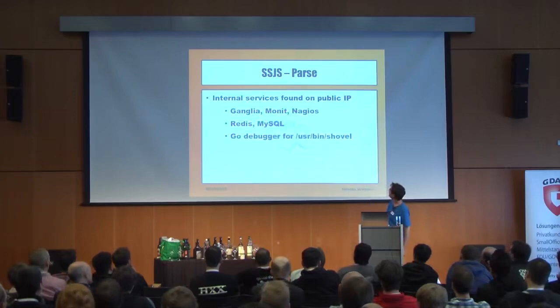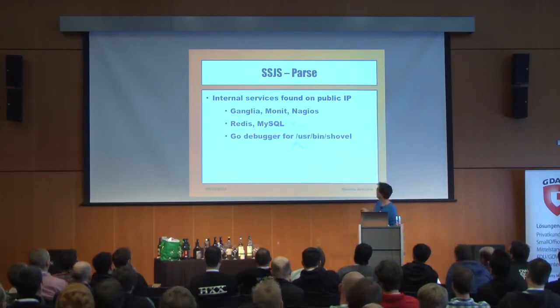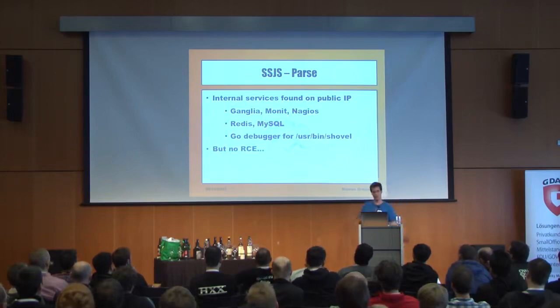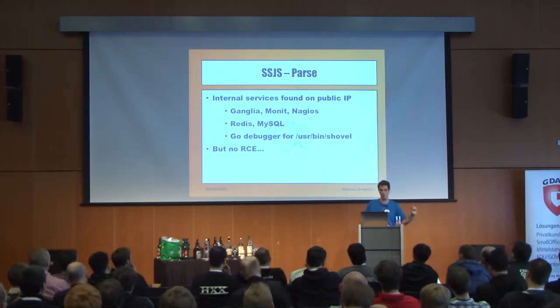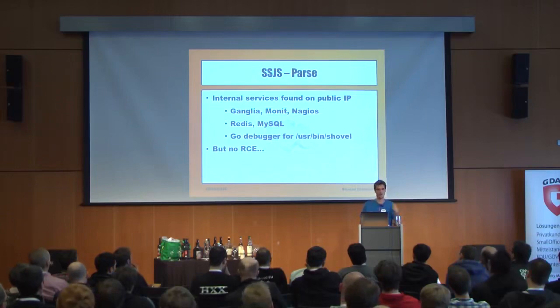Okay, plenty of stuff on public IP addresses and a Go debugger for user bin shovel. So this is funny, thanks Facebook. But no way to get remote code execution. So I was thinking, should I spend more time for remote code execution and maybe have a duplicate, or should I report and rely on the Facebook security team, which is known to be awesome?